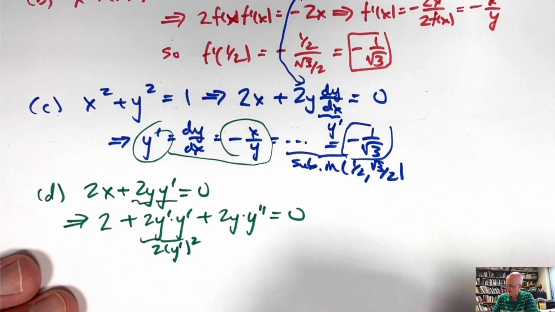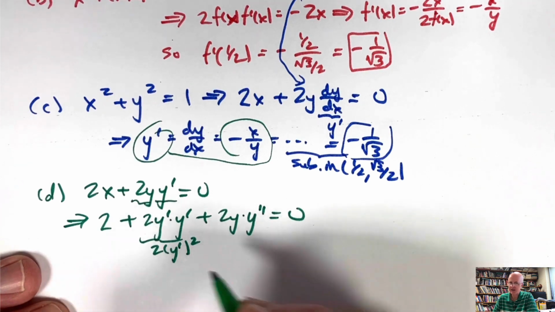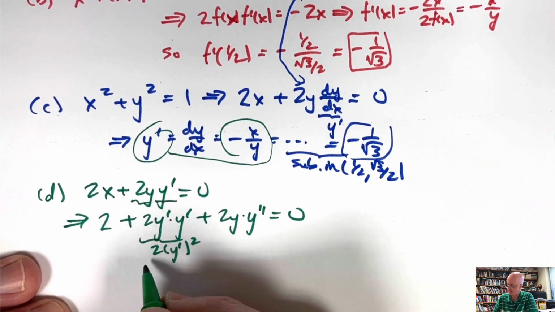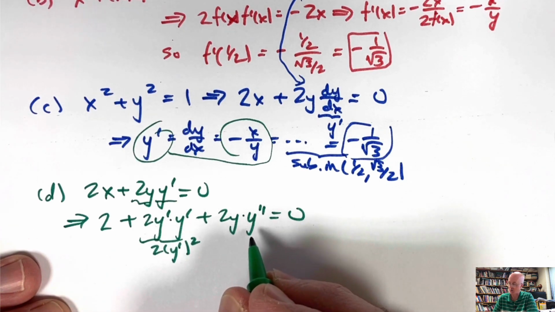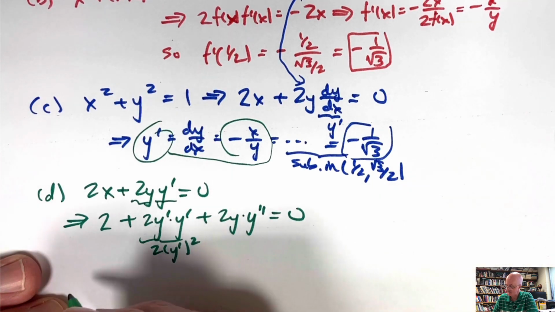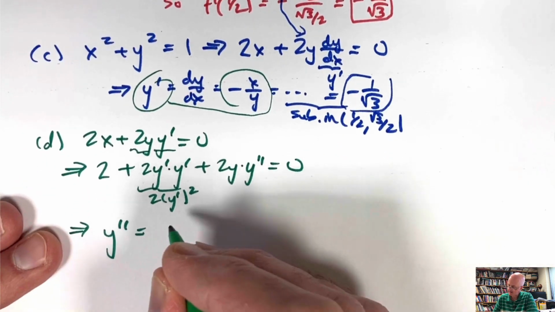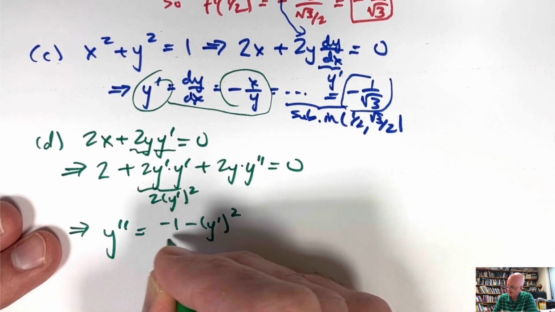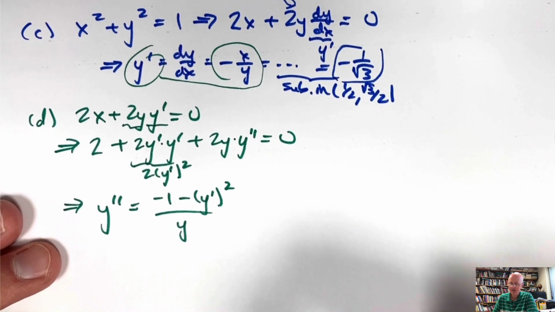And the goal now is to solve this equation for y double prime. Okay? It's a linear equation in y double prime that's very easy to do. I'd subtract 2 from both sides. I'd subtract this 2 y prime squared from both sides, and then divide both sides by 2y. All the 2's are going to cancel. You're going to end up with y double prime equals, if I'm careful here, negative 1 minus y prime squared over, all the 2's cancel, over y, it looks like.